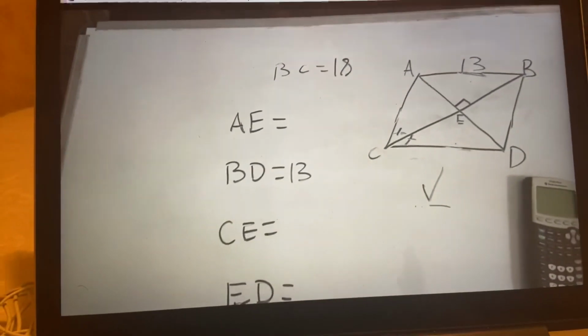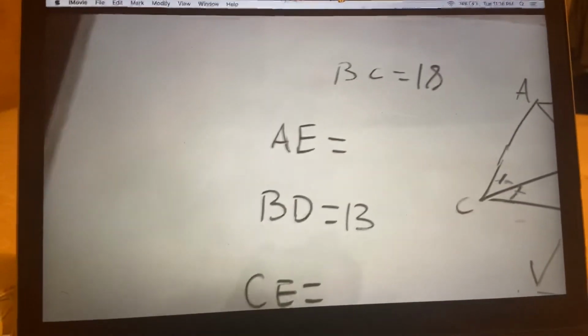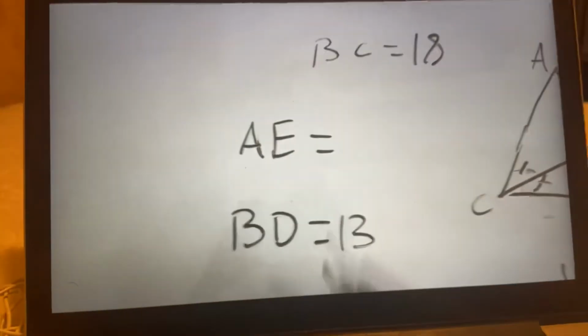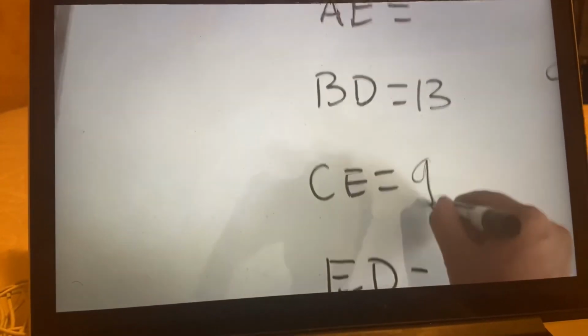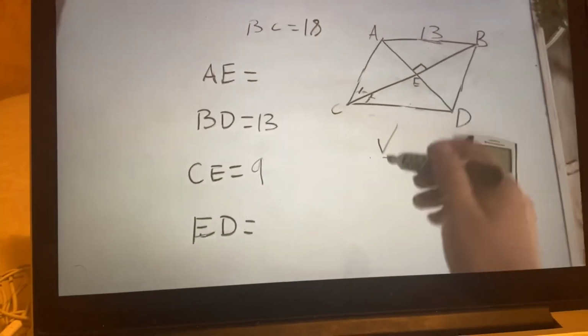Since the diagonals bisect each other, it means they cut each diagonal in half. So CE is half of BC, right? So what's half of 18? Well, that's 9. So CE is 9.